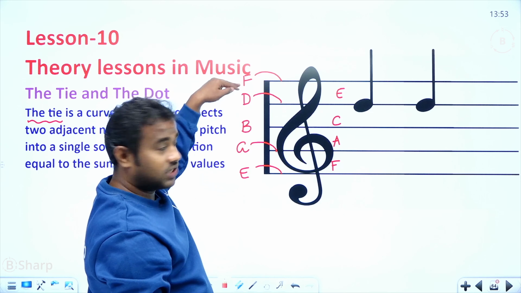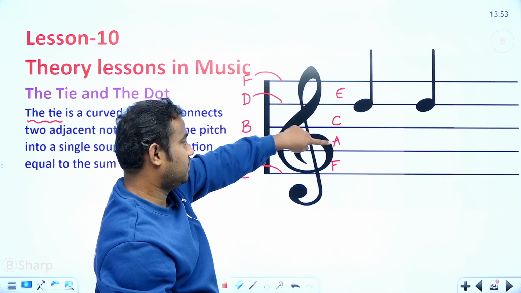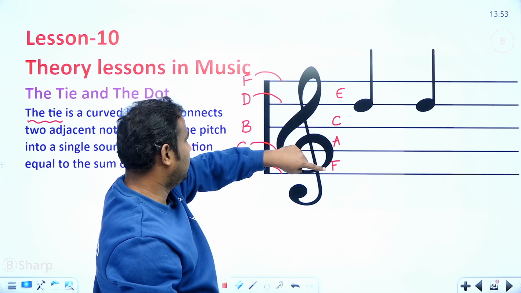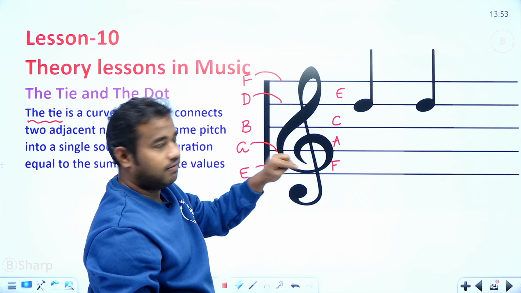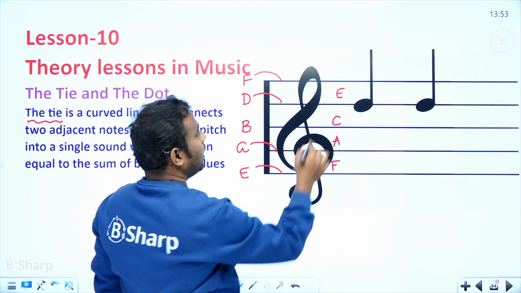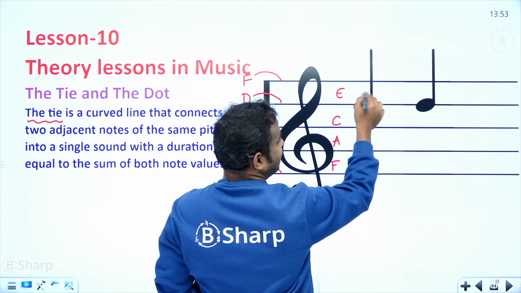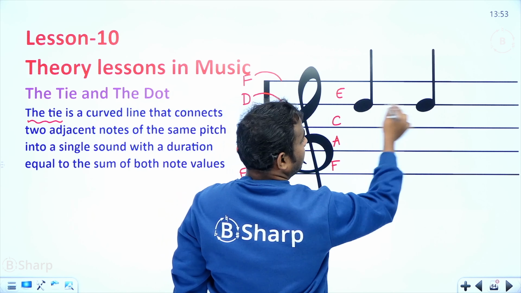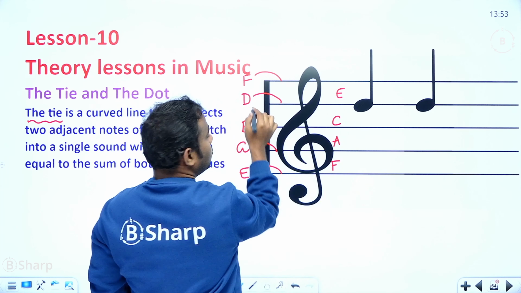Every Good Boy Does Fine, and in between there are white spaces, right? These 5 white spaces are called the spaces, F A C E. Now the note on the 4th line here is a D note, so you have to play a D note.